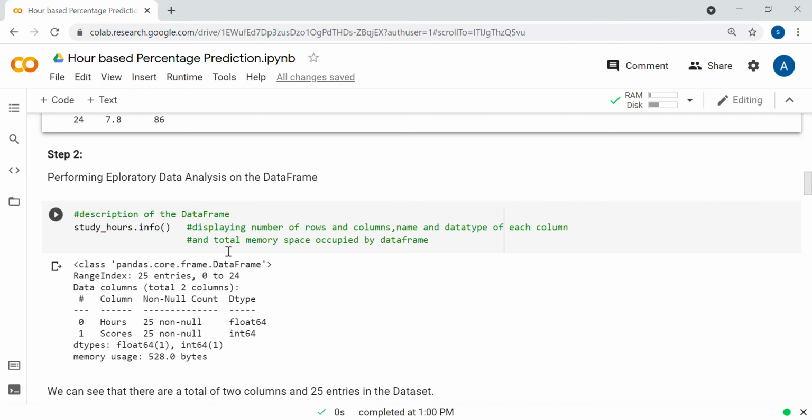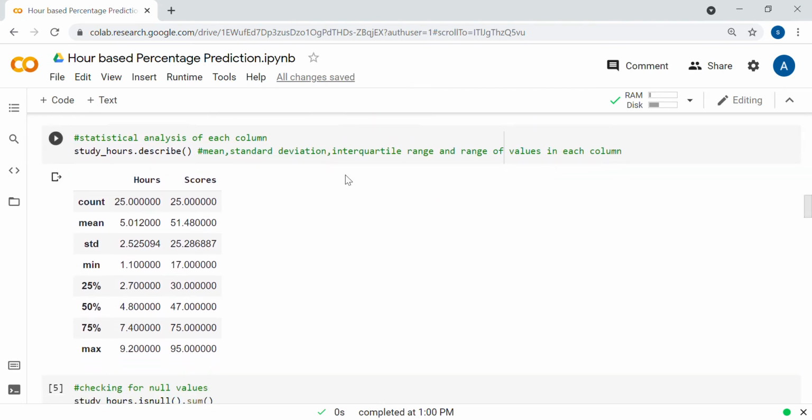In step 2, we have performed exploratory data analysis on the data frame. So here we have some more information on the data frame, such as the data types and the memory usage of the data frame, and as we see again, there are 2 columns and 25 entries.